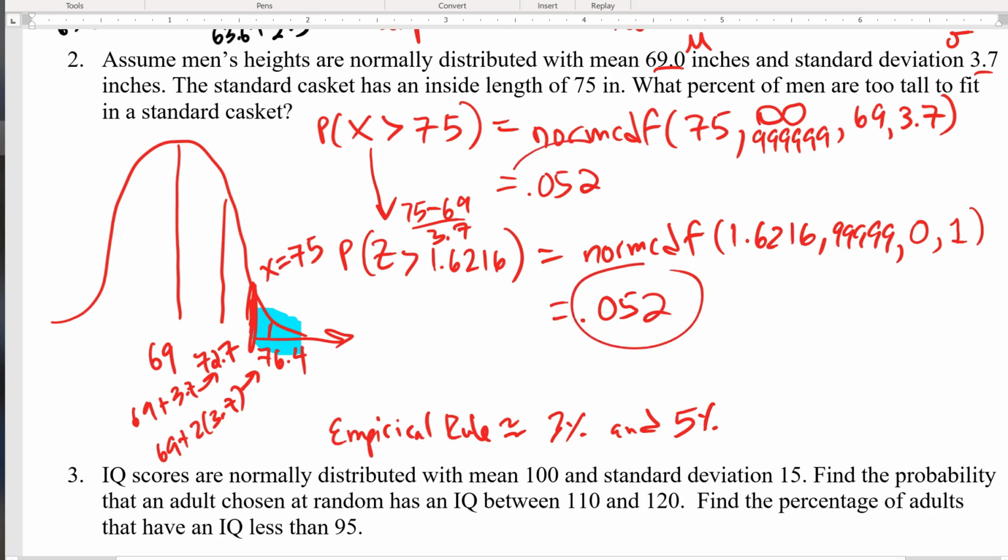You need to know how to do both of these, but keep in mind, in 6.2, they're going to give you the z-score and have you find the percentage. In 6.3, you're going to be given an x and find a percentage. You need to be able to get the same answer either way.